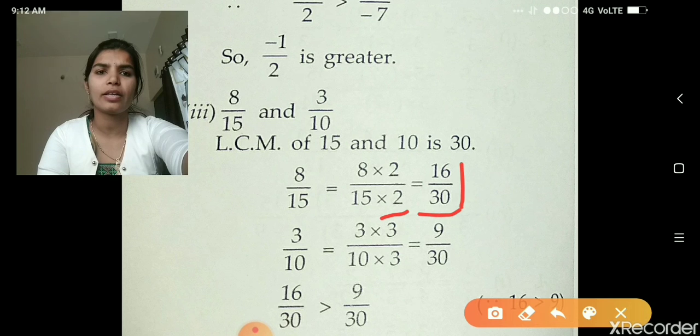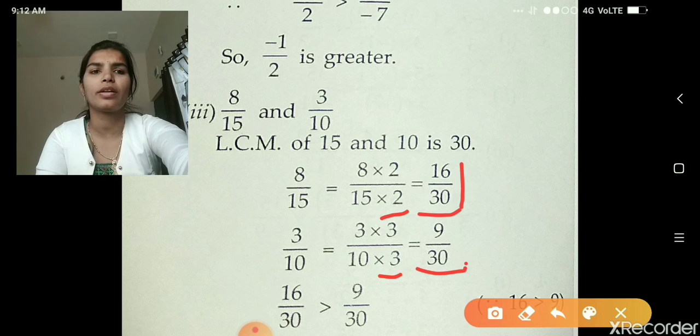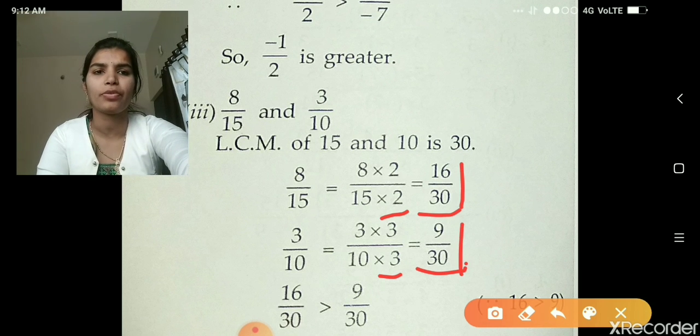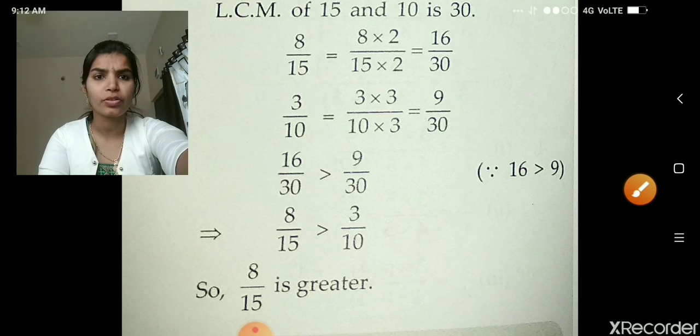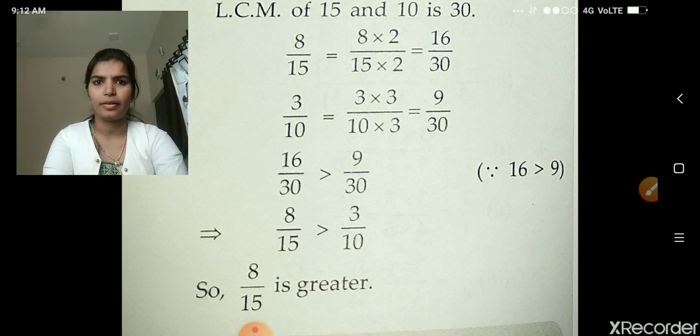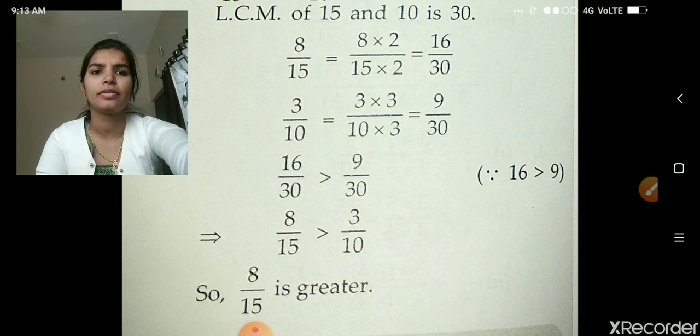Then our second rational number is 3 upon 10. We have to make the denominator 30, so we multiply the numerator as well as the denominator by 3. So our second rational number is 9 upon 30. In these two rational numbers, 16 is greater than 9. So therefore 8 upon 15 is greater than 3 upon 10. Okay, then we will see our next example.